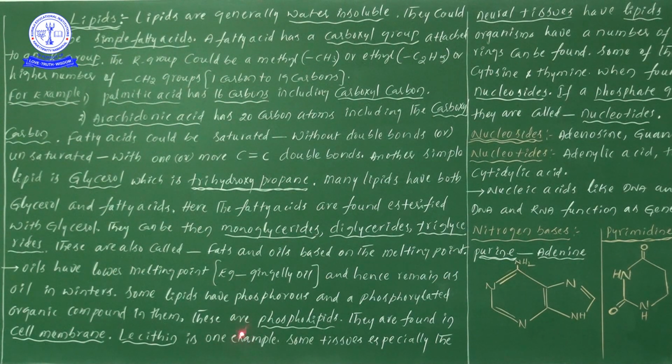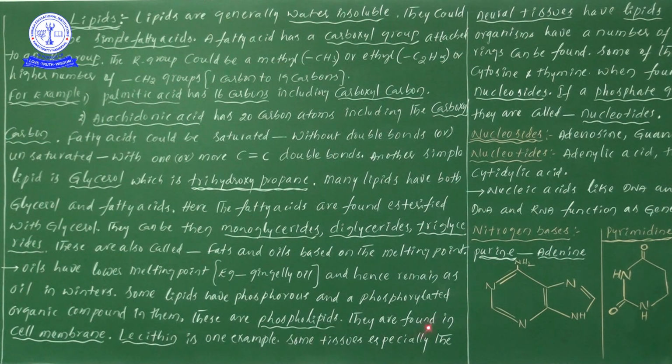So these are phospholipids. Phospholipids are the best example of compound lipids. We will discuss the structure later for the NEET exam, but from the information point of view, just save this well. Okay, phospholipids.